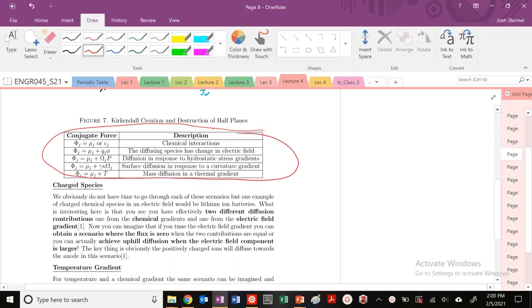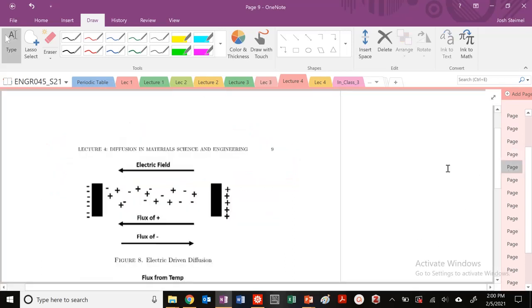So we've been dealing with, again, a gradient in concentration, or equivalently chemical potential. You can also get diffusion based on charges. We can't go through so many examples of charged species, but you can look at the example of a lithium-ion battery. So we have two different diffusive contributions here. Let's look at this example here.